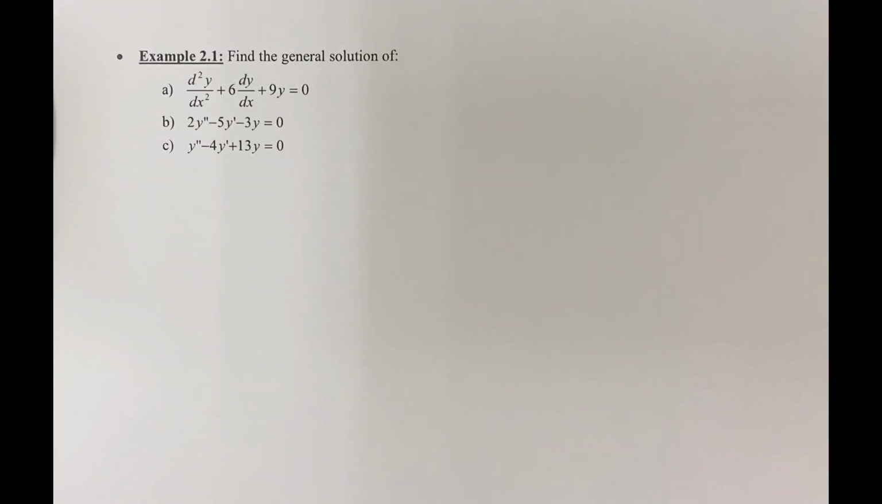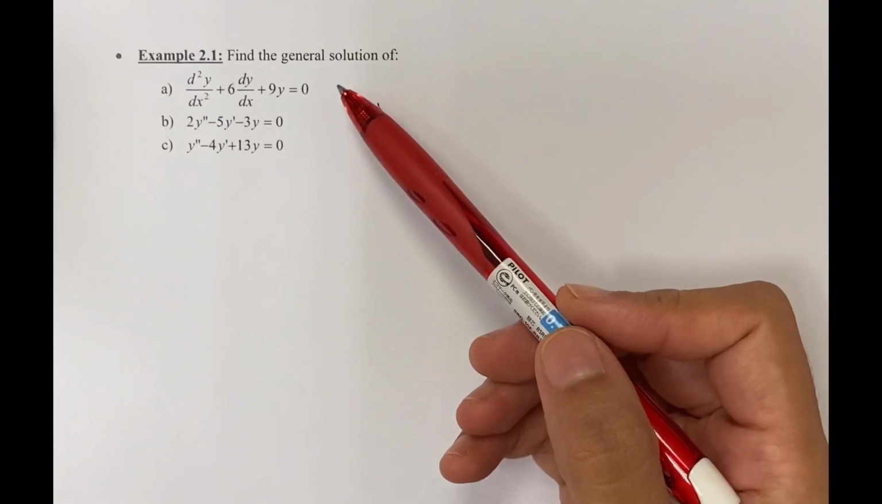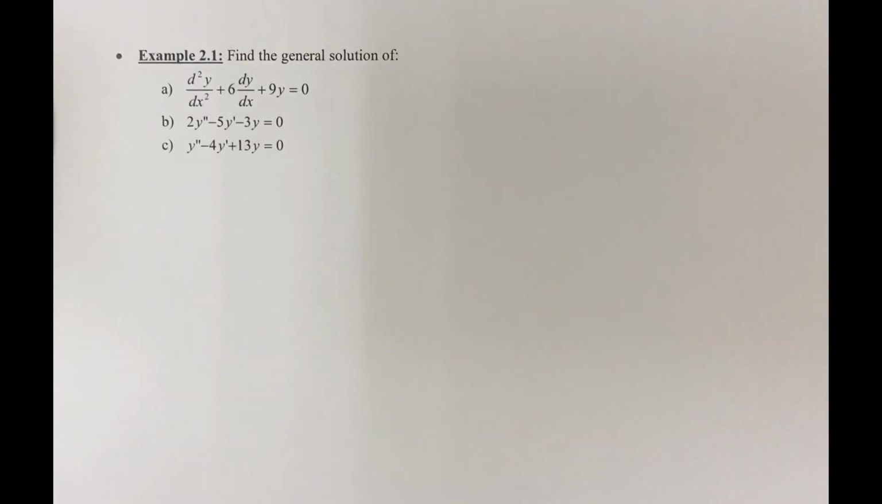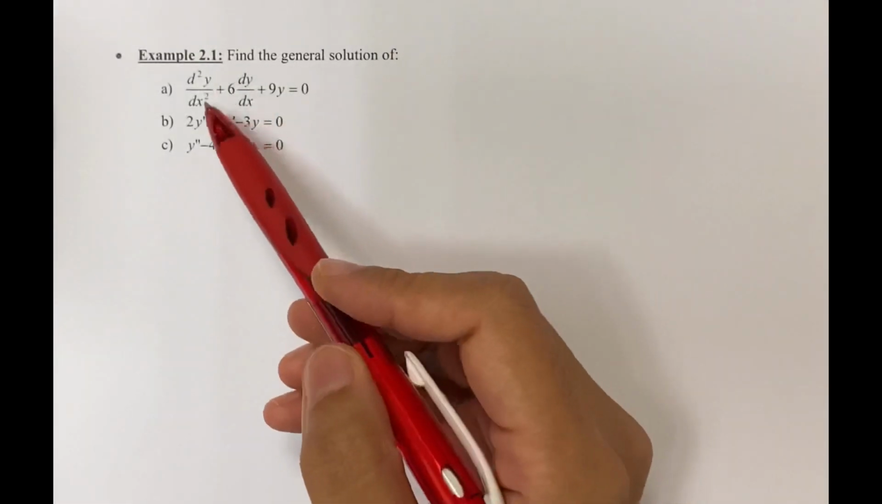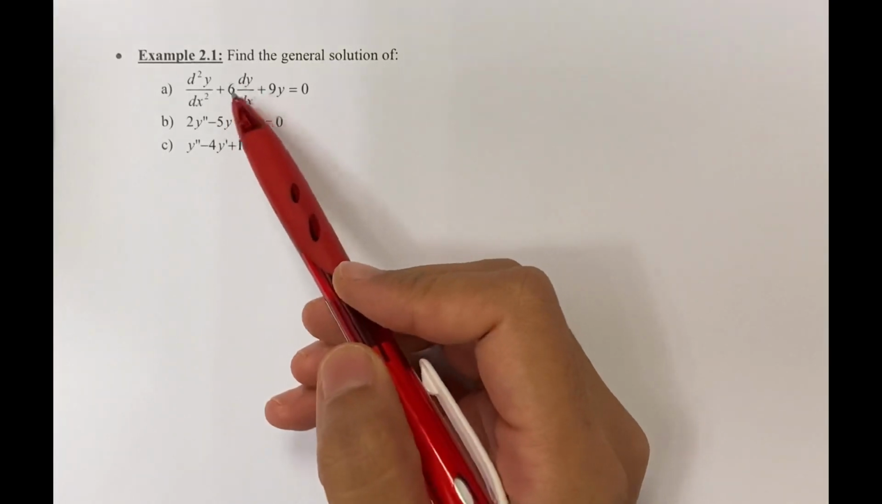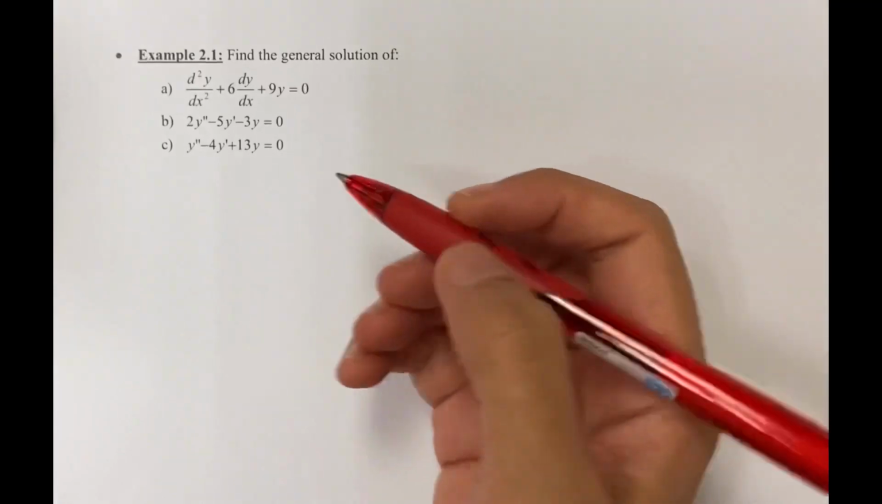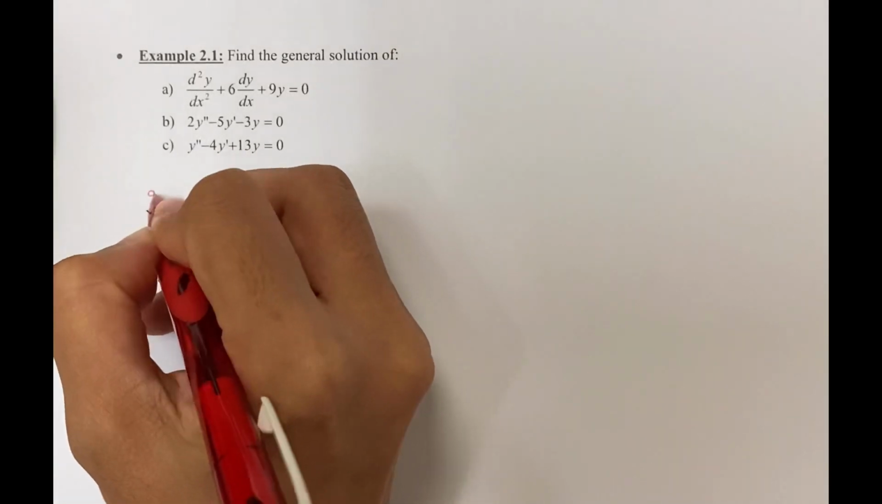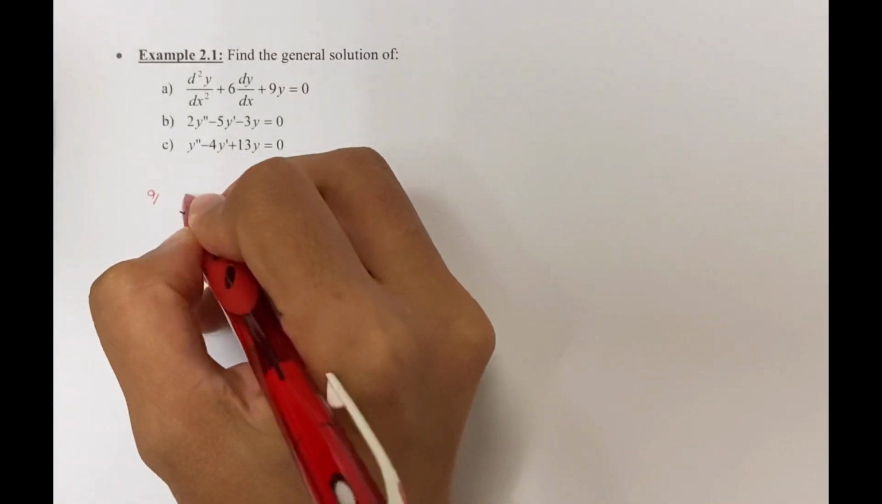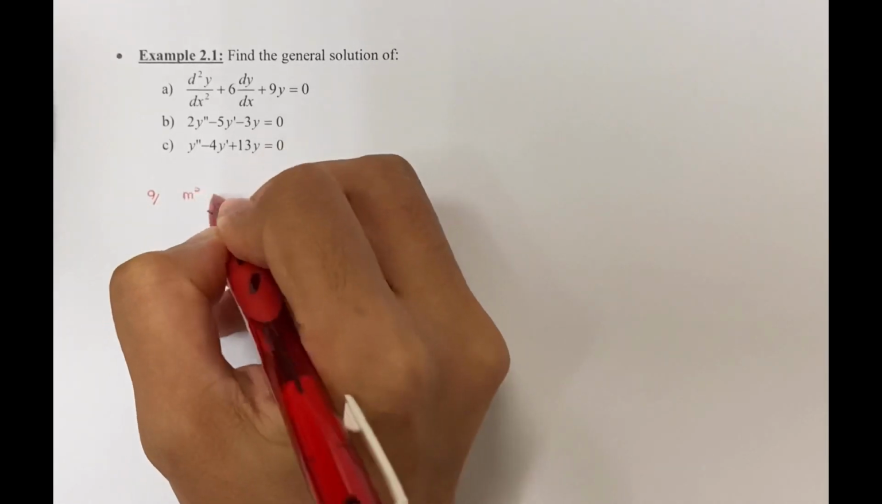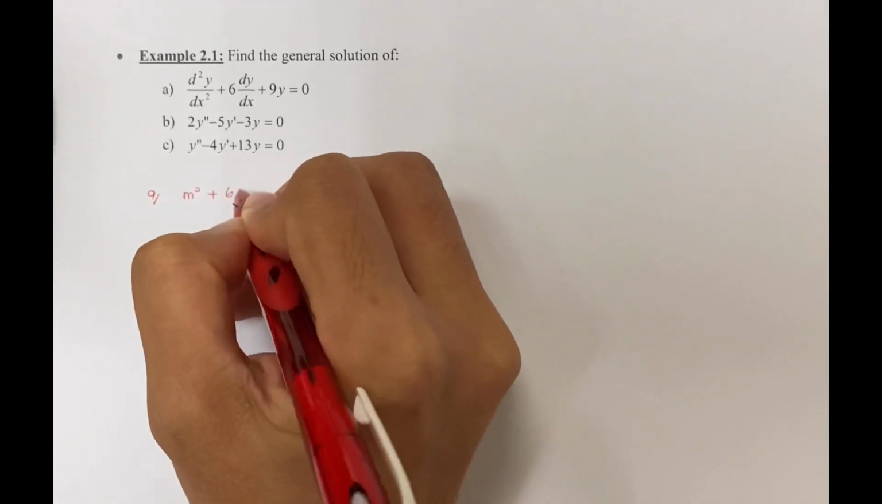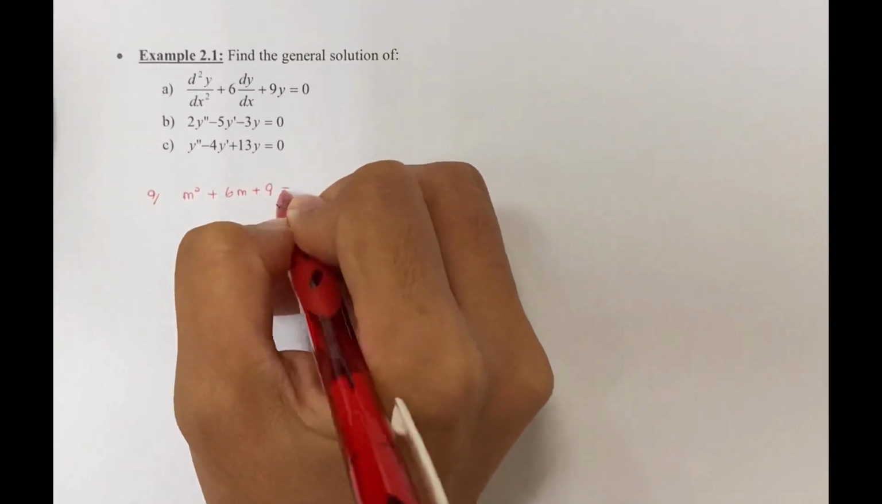Example 2.1. Find the general solution of these three second order differential equations. So we will see the difference between the three types of roots. Okay, for A, we have d square y over dx square plus 6 dy over dx plus 9y equal to 0. So for A, write your characteristic equation. So this is m square plus 6m plus 9 equal to 0.